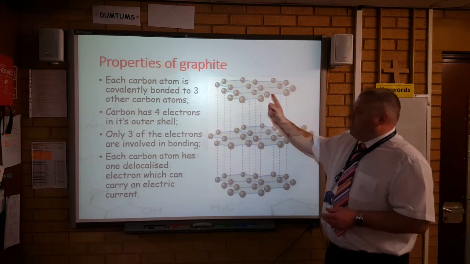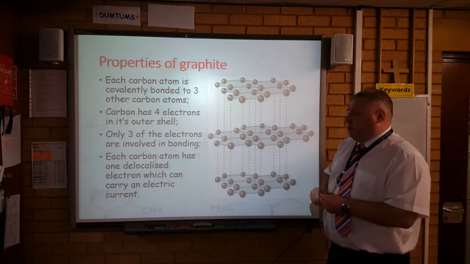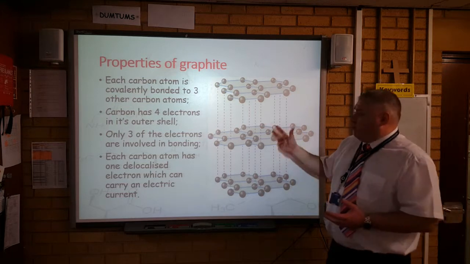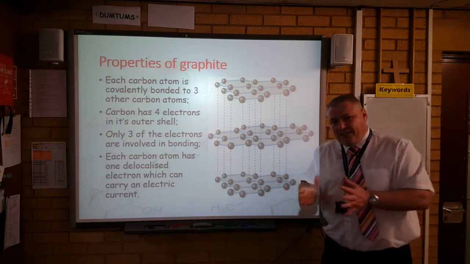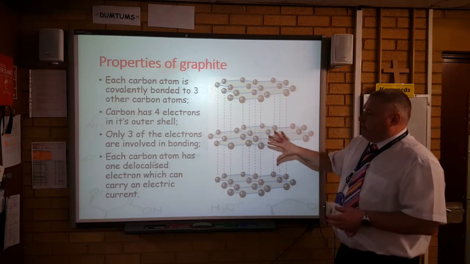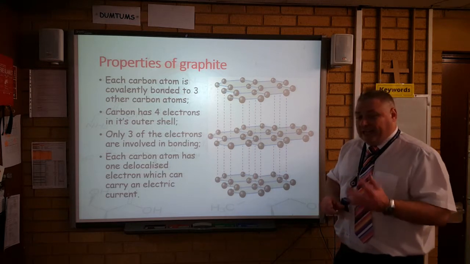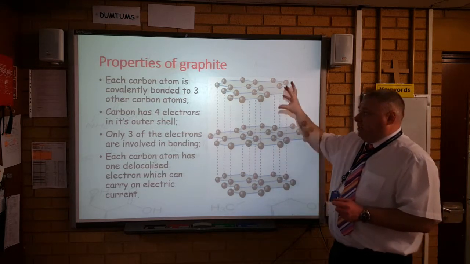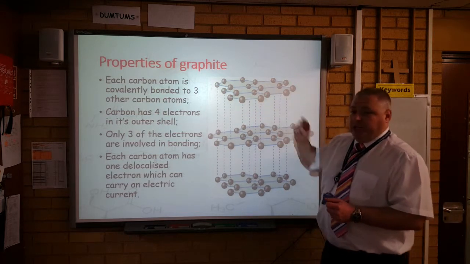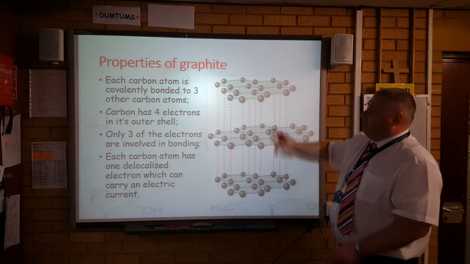So each of these carbon atoms has one electron that's not involved in bonding. Each one has one delocalized electron. So there's one electron per carbon atom that is actually available to carry the charge if we apply a voltage to it. And that explains why graphite can conduct electricity and diamond can't. It's really due to the fact that graphite's got delocalized electrons because it's only got 3 electrons used in bonding and it's got 1 extra electron over.